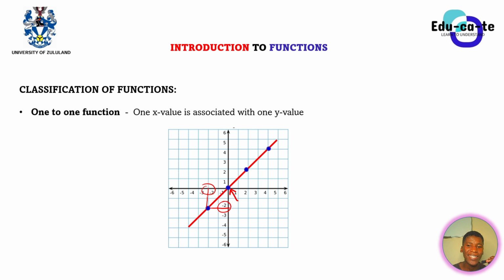So basically, we say this is a one-to-one function because for a one-to-one function, one x value has got a particular y value. One number of bread has got a particular price, which is 2 rand, for example. So 2 number of breads will have a particular price, which is 4 rand. 3 number of breads, it will be 6 rand, and so forth and so on. So one x value is associated with one y value.